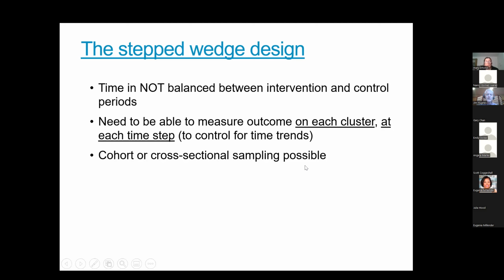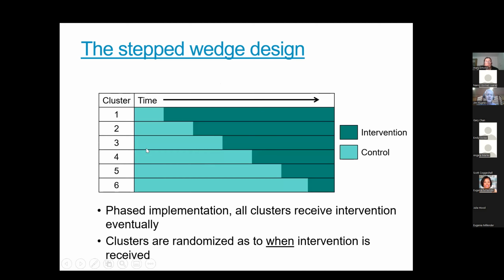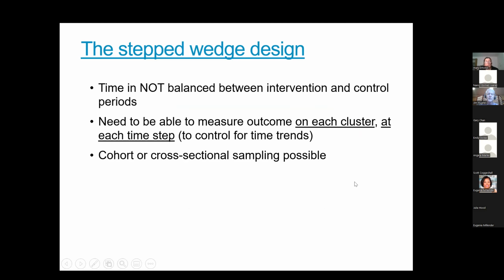Stepped wedge designs have been conducted with both cross-sectional sampling, so basically just taking cross-sectional samples at each point in time, or enrolling a cohort of individuals and following that cohort over time. So both sorts have been done. I'd say probably more examples of the cross-sectional sampling than the cohort, but you can find examples of both.